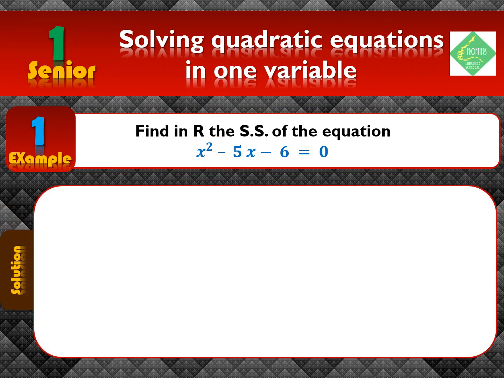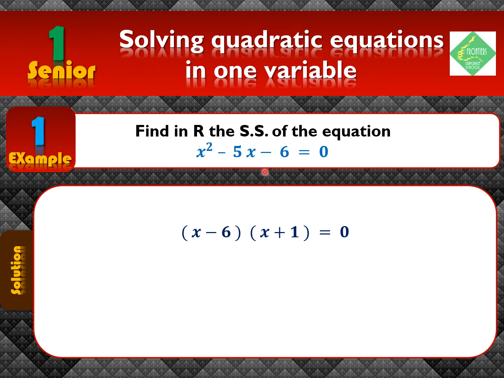Example 1. Find in R the solution set of the equation x squared minus 5x minus 6 equals 0. Here I'm going to factorize. Two brackets, x squared composed of x and x, negative 6 composed of 6 times 1 or 3 times 2, but here I have negative sign, so I have two different signs. One is negative and one is positive.